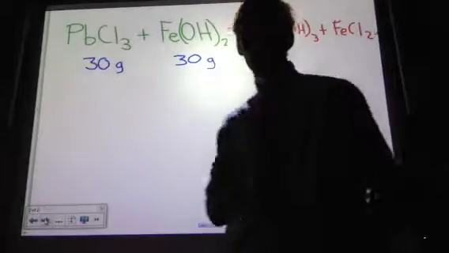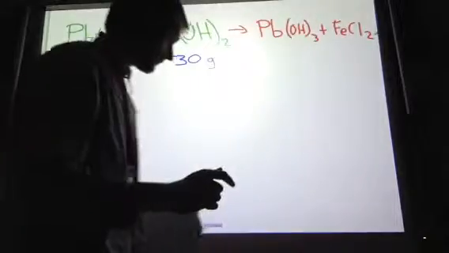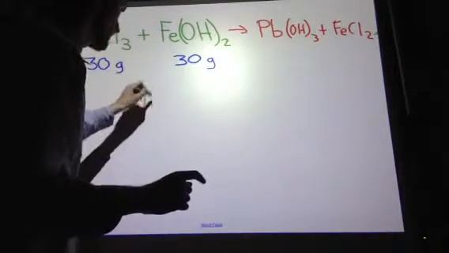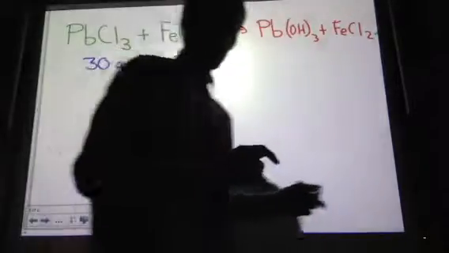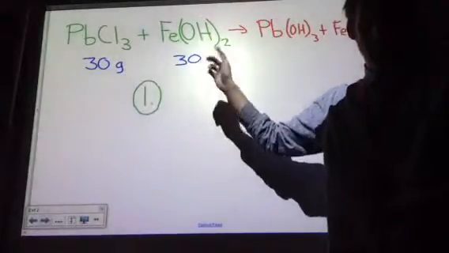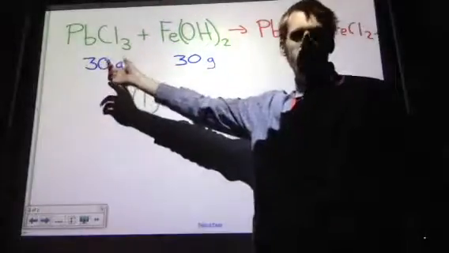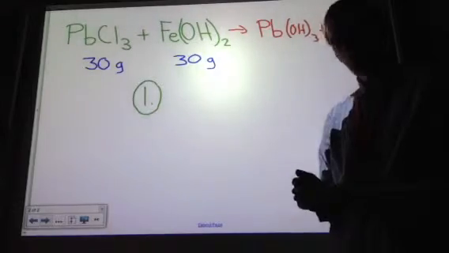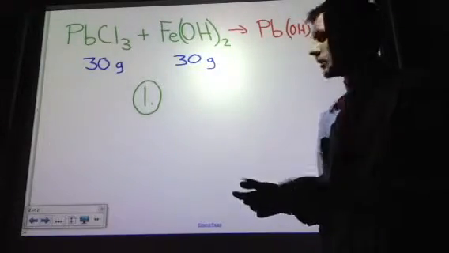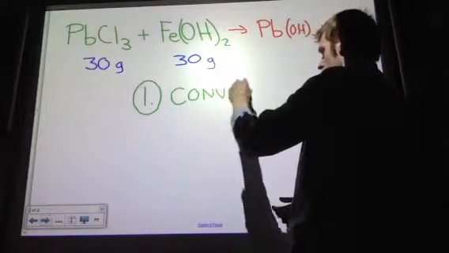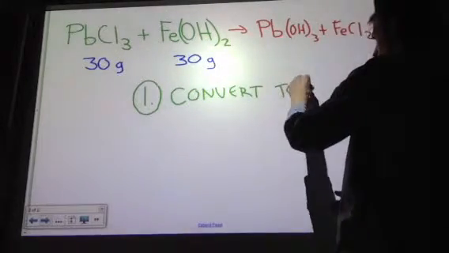So here's how you do it, step by step. Step 1. Pick one of these. Pick one. Okay? We'll just go right in order. We'll start with the lead 3 chloride. Alright? Pick one and convert it to moles. So, number 1, convert to moles.